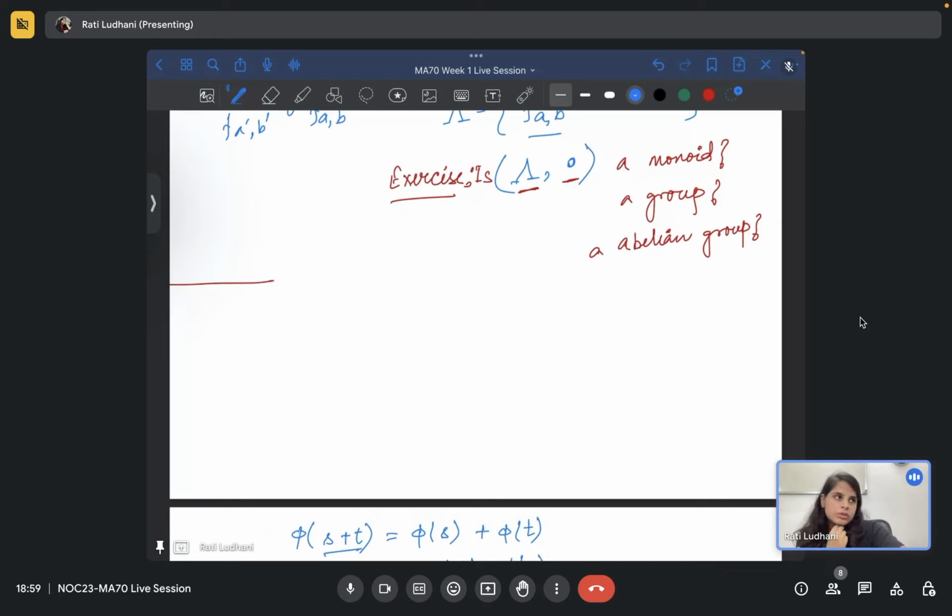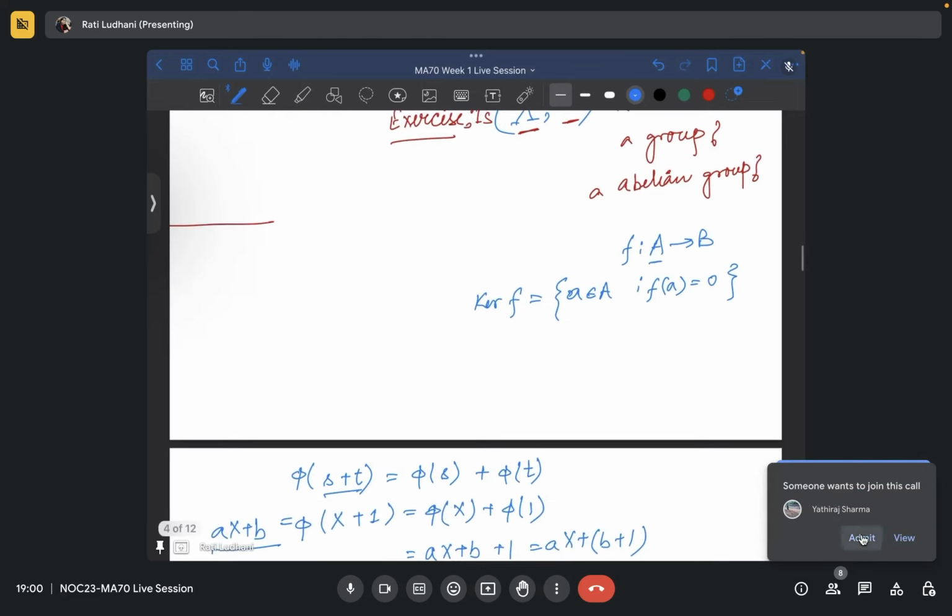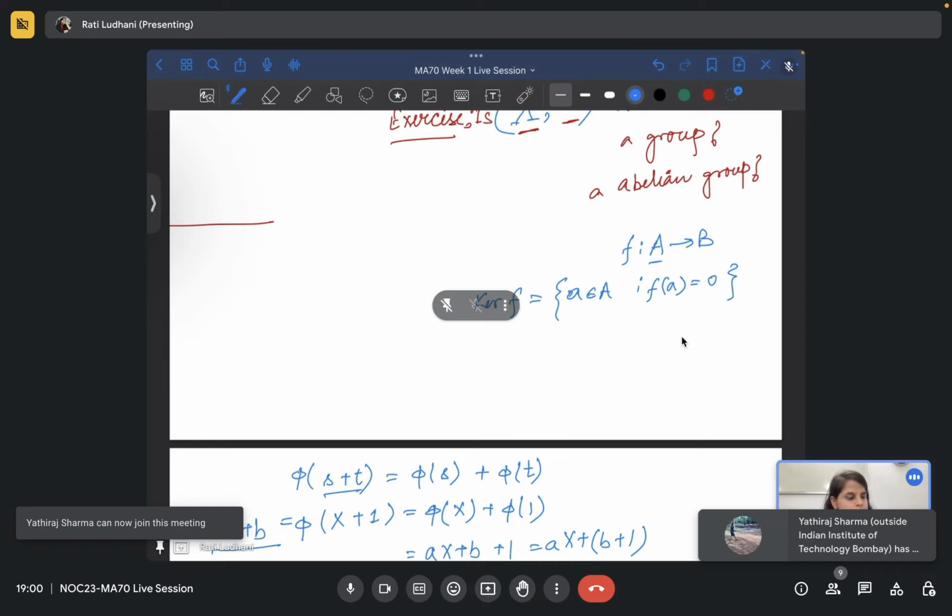Also one more thing: when you say kernel, exactly, this is a ring homomorphism, so it makes sense to say that this has a kernel. In the normal map, let's say a map from A to B, in terms of kernel, what we say is all those elements of A such that f of a is equal to 0, this is the kernel of f, right? So yeah, this is the kernel of f.